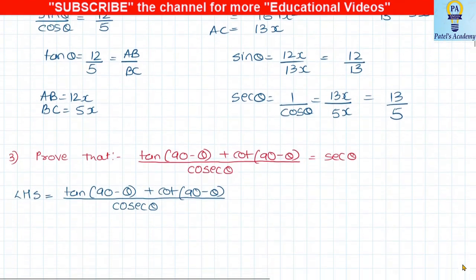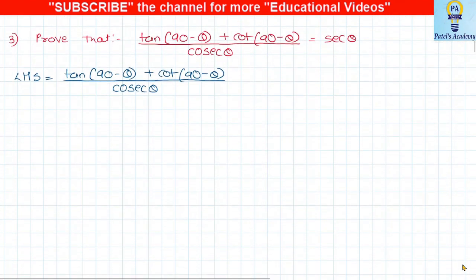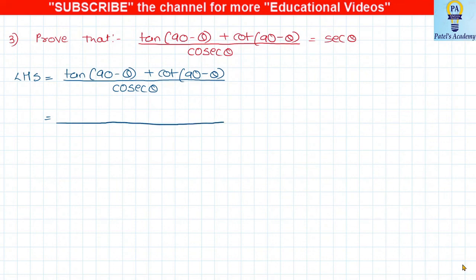Now let's see question number 3, that is prove that. Okay, so I've already taken the left hand side. Now here we are using one property again from 9th standard, that is nothing but complementary angles. So tan(90 minus theta) is nothing but cot theta, and cot(90 minus theta) is nothing but tan theta. So we get (cot theta plus tan theta) upon cosec theta.